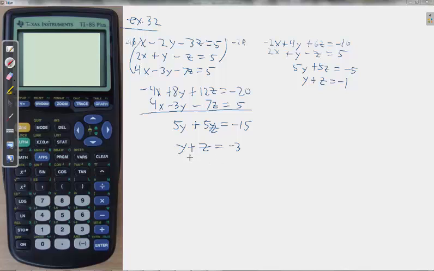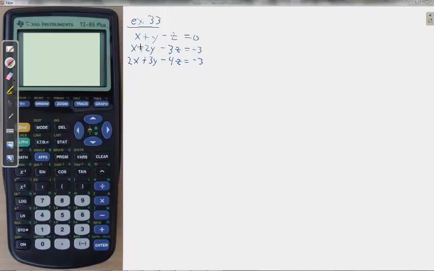If I now take this one times negative 1, I'll get negative y minus z equals 3. Add those together, I get 0 equals 2. No solution. Honestly, problems with no solution are probably the shortest system of equation problems, especially for systems with 3 or more variables. But we're done. So now we're going to look at 33.